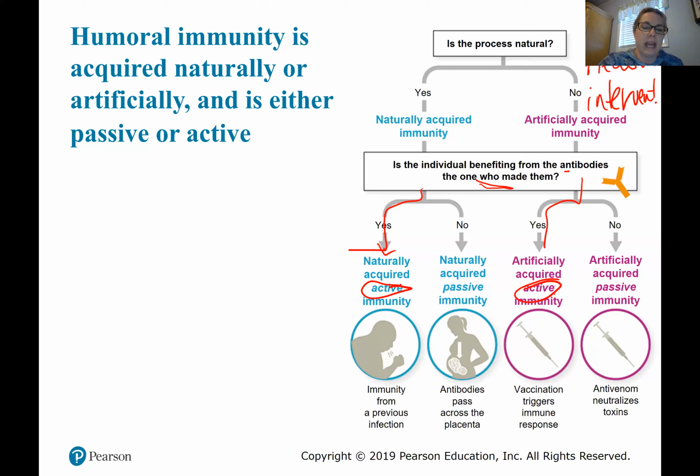If someone else made the antibodies, like in this picture, mom made the antibodies and transferred the IgG across the placenta. Okay, so in this case, it's a naturally acquired process because it's not coming from a medical intervention. So naturally acquired, and it's passive when we're considering the baby because mom made the antibodies, not baby. Okay, let's look at another passive one.